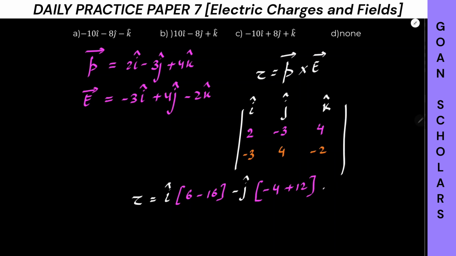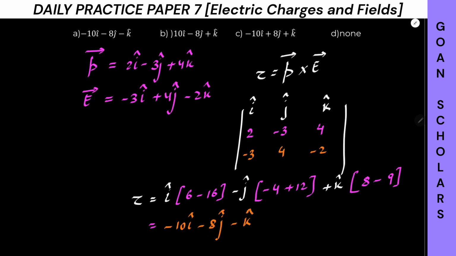Finally, k cap, plus k cap. k is again positive, and for k cap again ignore the row and column of k. You are left with these 4 elements here. So 4 twos are 8, minus, plus, so minus will remain there, 9. So this will be equal to how much? You are left with minus 10i minus 8j minus k cap. This is the torque.